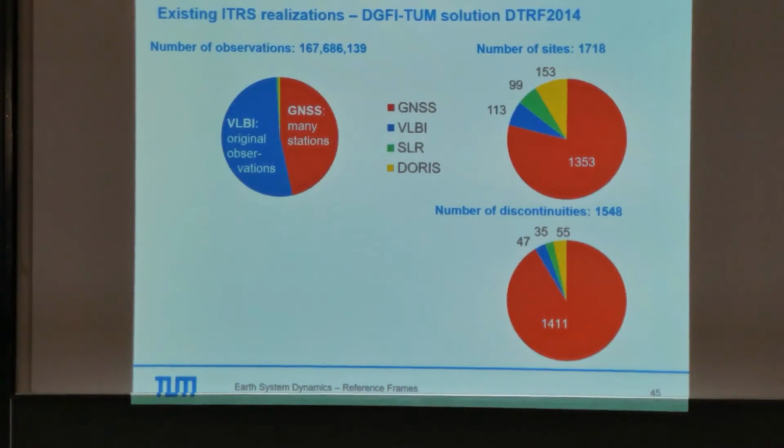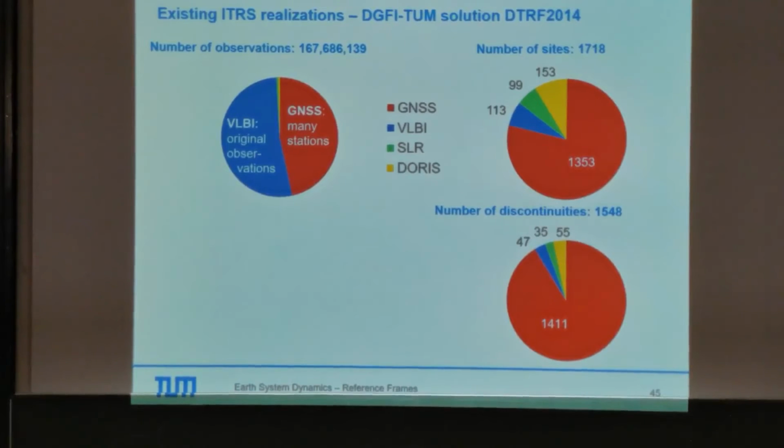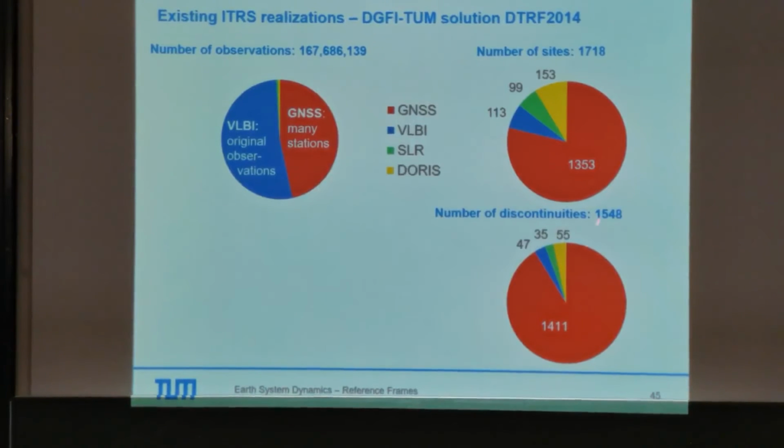Why does the GNSS technique have so many discontinuities? Any idea? Because if an earthquake happens, all the techniques are affected. There are 2 reasons. First of all, as we had as an advantage, we have much more GNSS sites than for the other techniques, since it's really an inexpensive instrument. So we have at least 1 order of magnitude more GNSS sites than any other technique. But the GNSS technique is also very accurate.